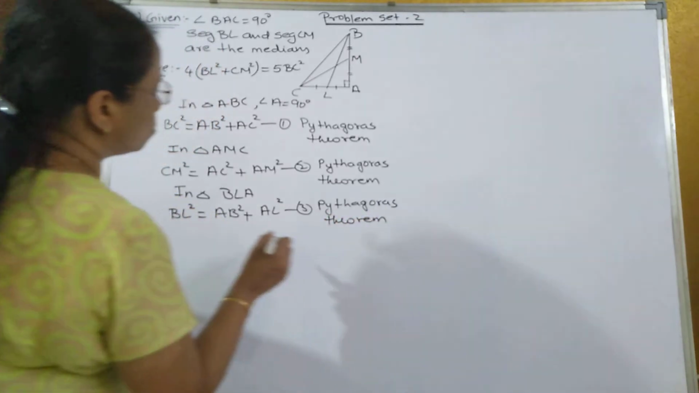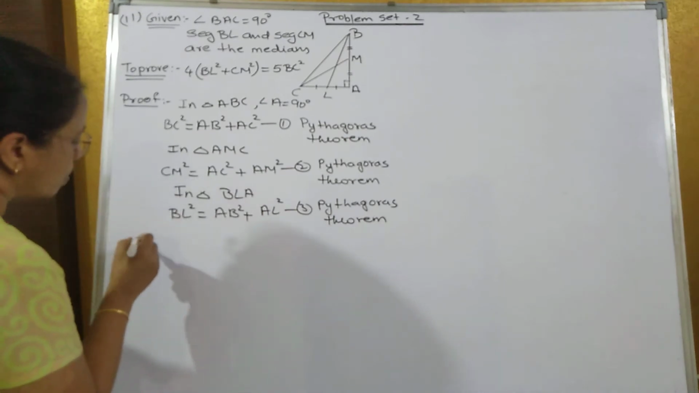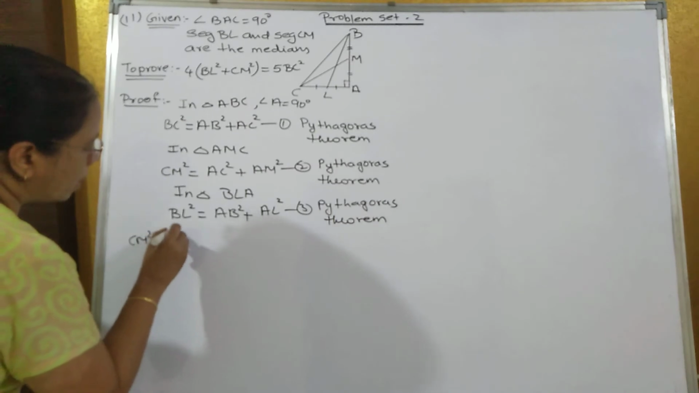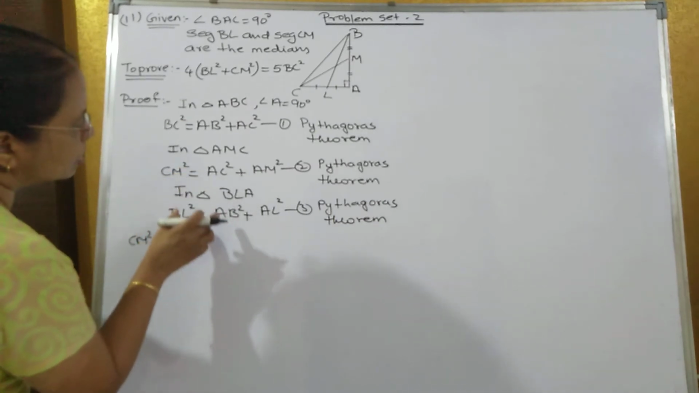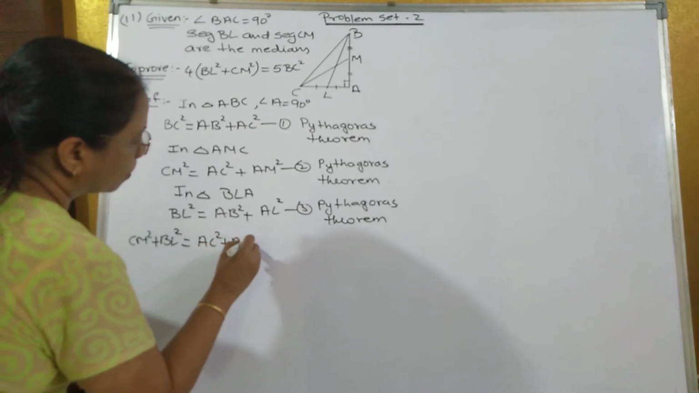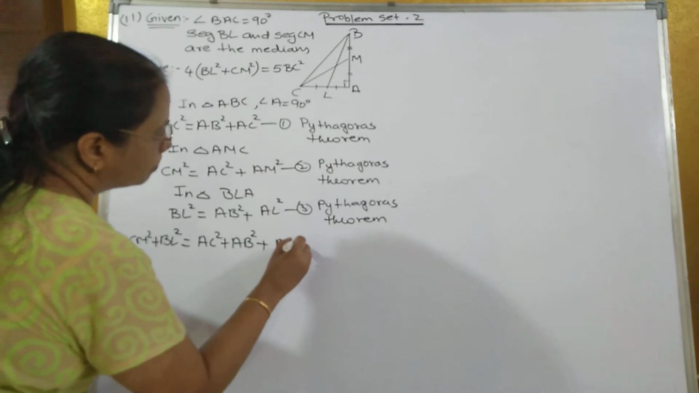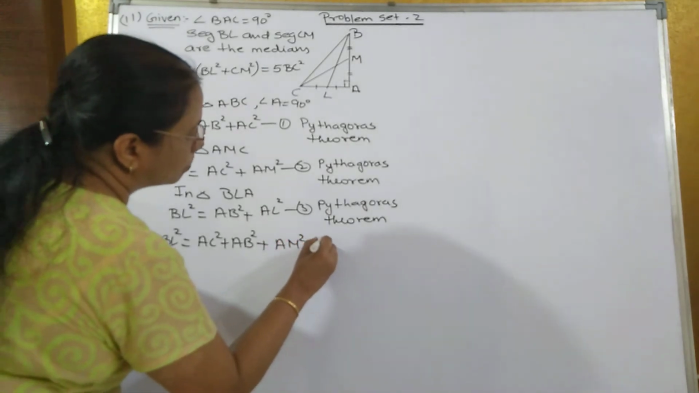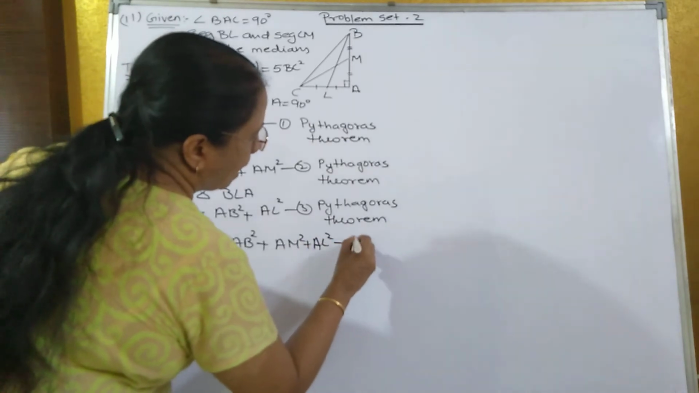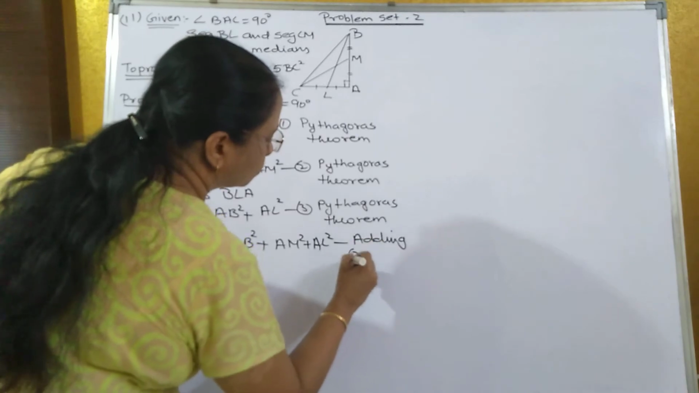Now add 2 and 3. Add 2 and 3. So what will you get? CM square plus BL square is equal to AC square plus AB square plus AM square plus AL square. Adding 2 and 3.